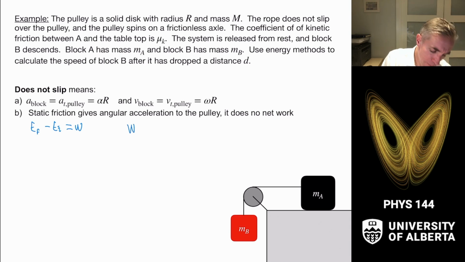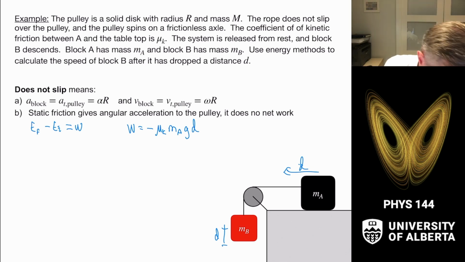The work that's done by an external force that we need to take care of is the friction. There's no way to do bookkeeping on the energy side. It just does work. If the block moves to the left, friction will oppose its motion. So the work that's done by it is just going to be mu k times the normal force, which is negative mu k m_a g d. If it drops a distance d, this will move to the left a distance d. And so that's the work that's done by friction, same as it ever was.